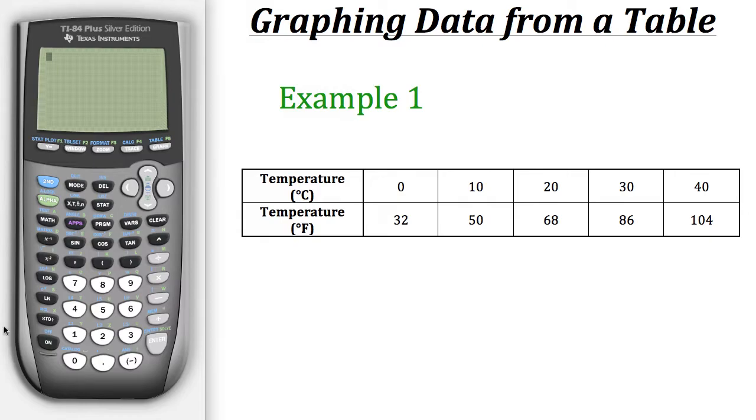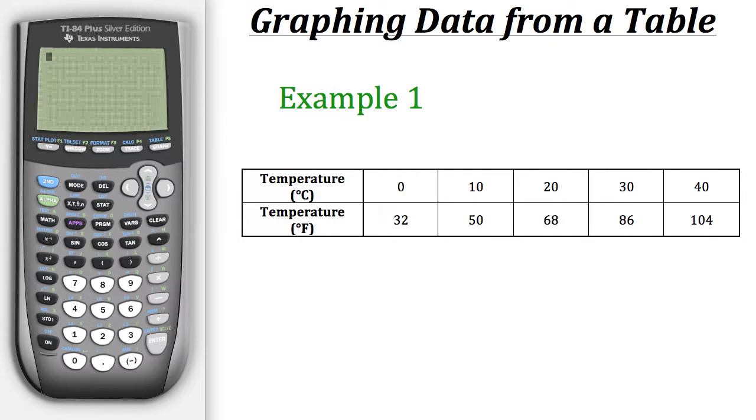So here we have a table that gives a correlation between the temperature in degrees Celsius and the temperature in degrees Fahrenheit. So for example, when the temperature is 0 degrees Celsius, it's 32 degrees Fahrenheit, and so on throughout the rest of the table. So when we're looking at this table, we could think of the temperature in degrees Celsius as our input, and then the degrees Fahrenheit as our output.